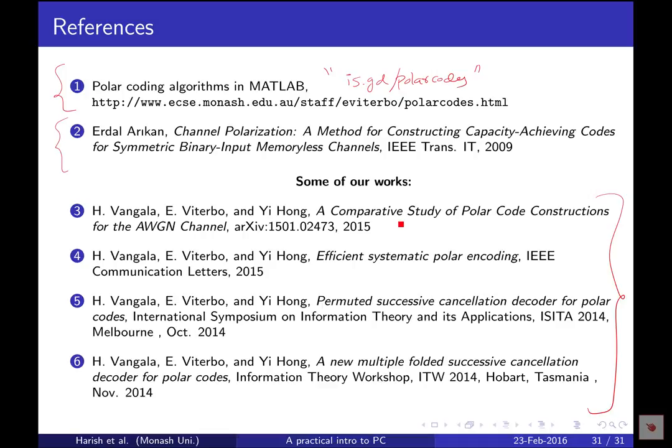The first paper is about constructions. The second paper is about systematic polar encoding, which is very exciting. If you're interested, you can read that. Then this is a small variant of the plain successive cancellation decoder. This is another variant which is aimed at reducing the delay of the successive cancellation decoder. Just as a reference of my background, basically.